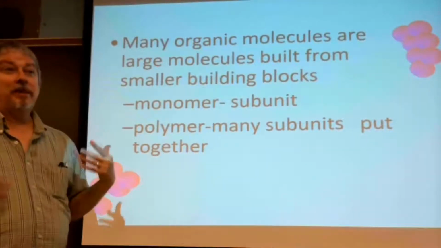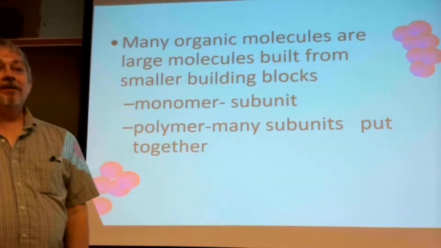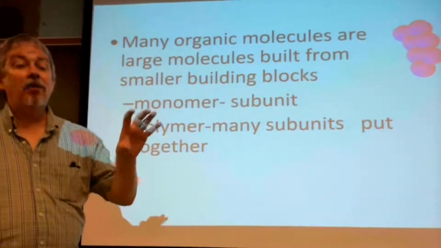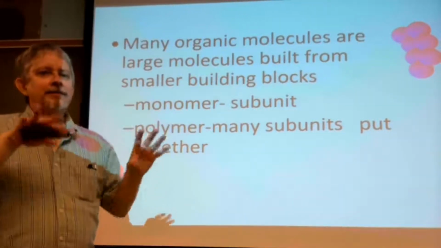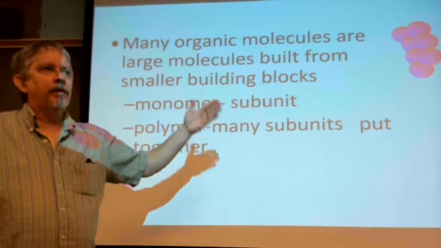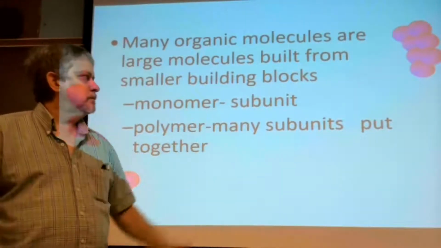And we're going to see that as we build proteins. What is the monomer of a protein? It is an amino acid. But when you start putting amino acids together, it forms the polymer, a peptide chain, which becomes a protein.